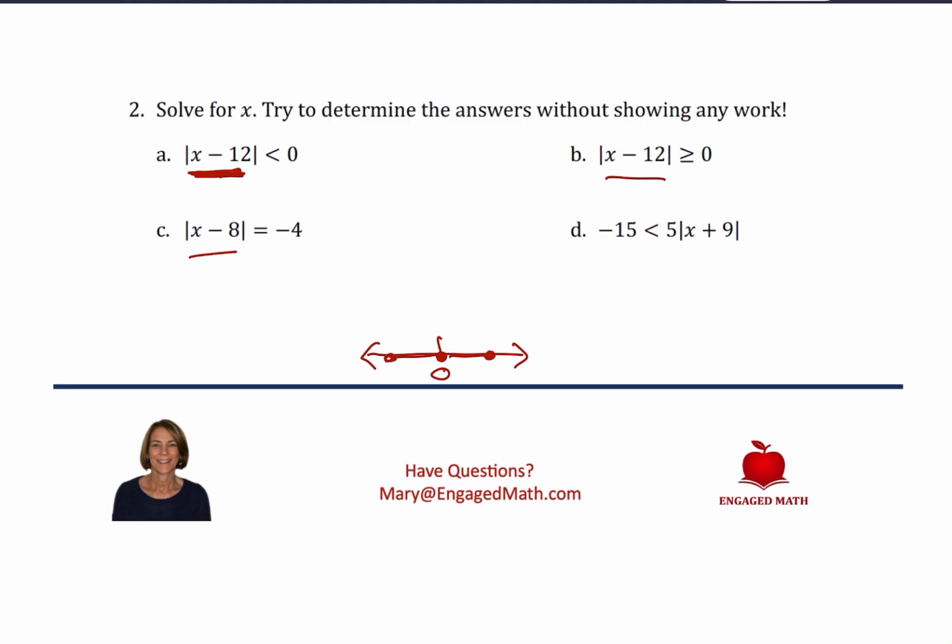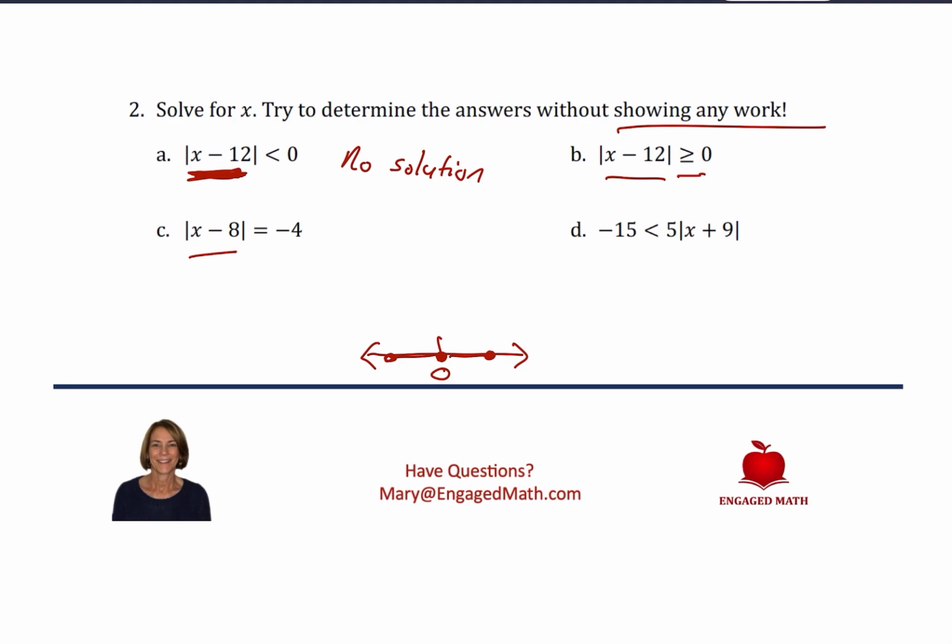zero or a positive. So the absolute value of x minus 12 less than zero, that can never happen because this quantity, the absolute value of x minus 12, has to at least be zero or a positive number. So this would never be less than zero. And by the way, we're trying to do these without showing any work because I want you to think through the logic of it. All right, so the absolute value of something is greater than or equal to zero.